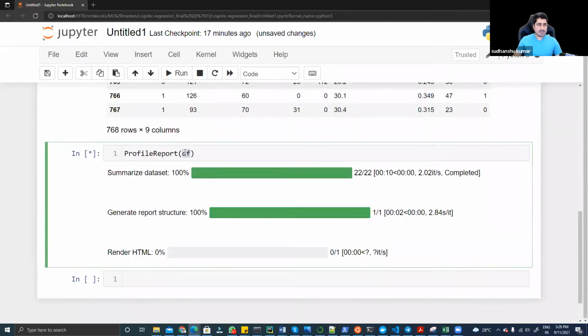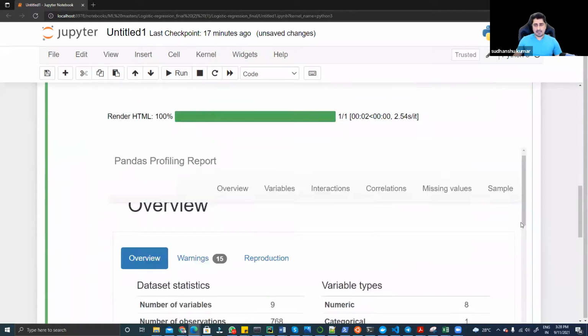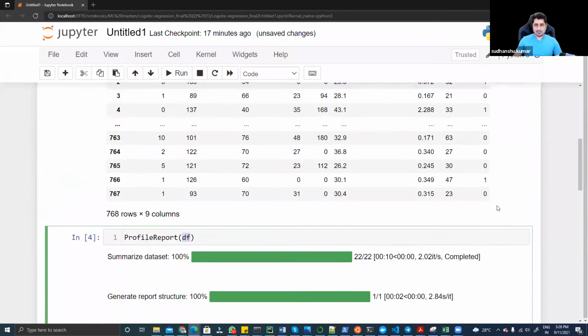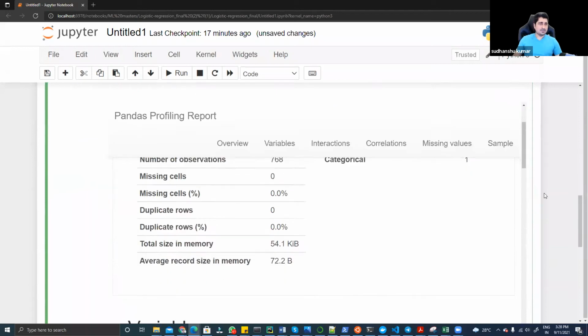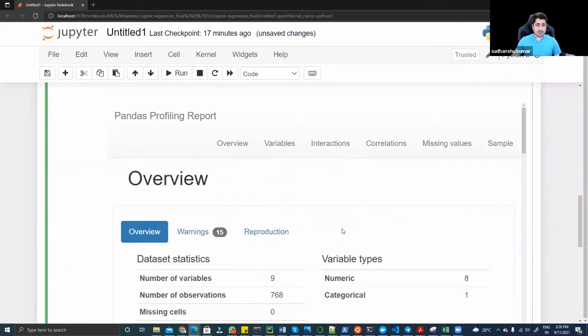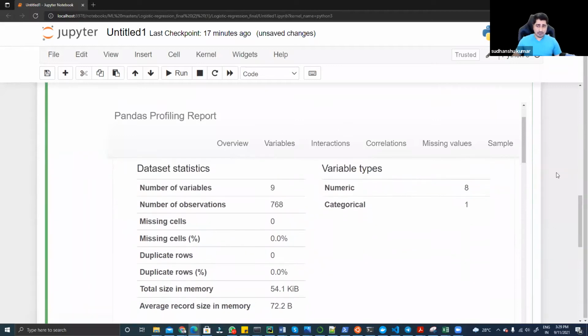I can pass my data frame inside the ProfileReport, and it will take some time and generate some statistics. Generally we do data frame dot head, dot tail, dot describe, dot dtypes, dot columns. No need to do all of those things. Pandas profiling is going to work for me, and in a beautiful way I will get the complete report, including an overview.